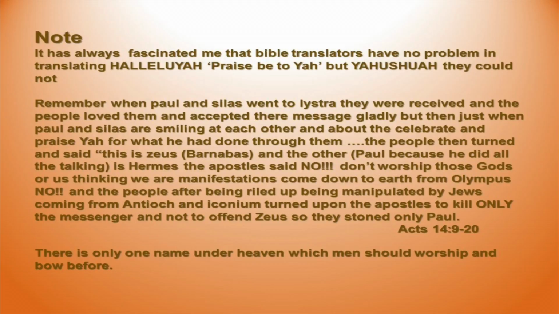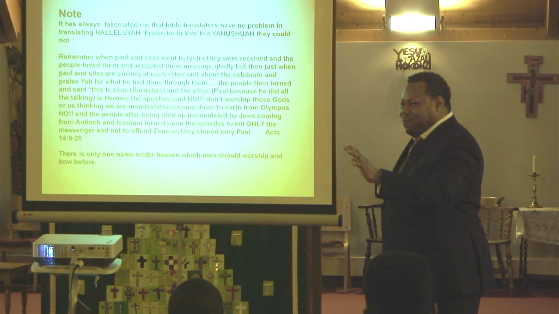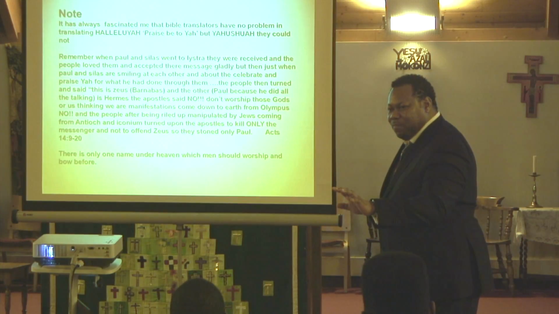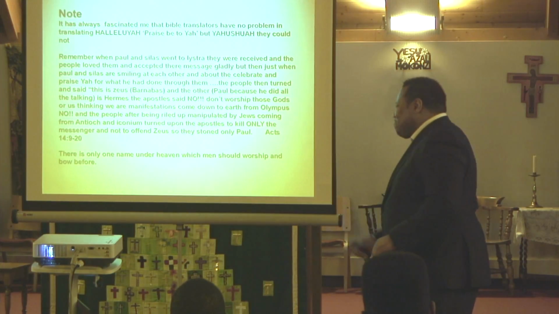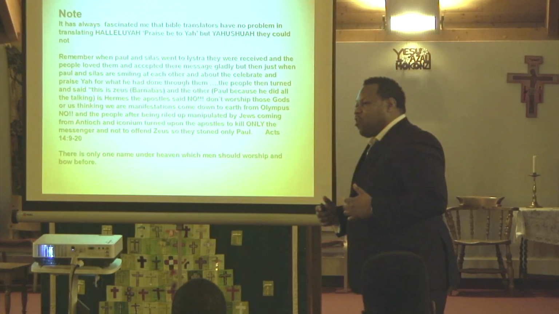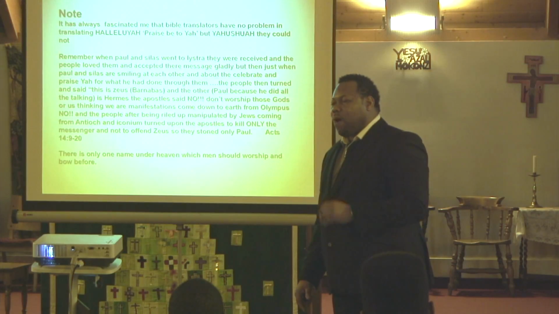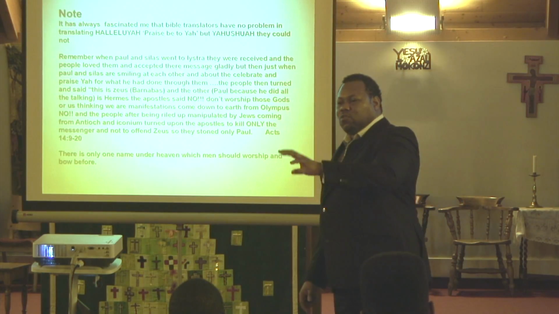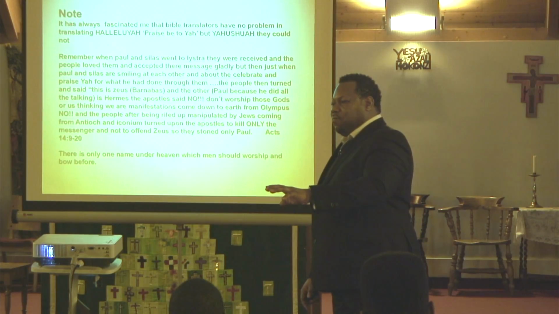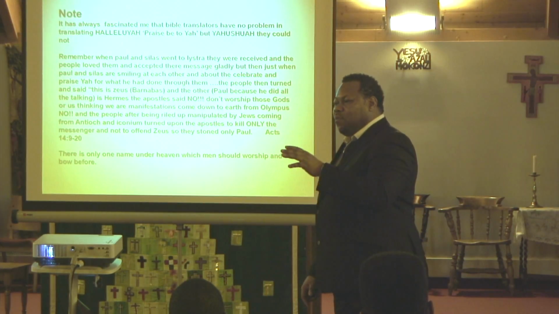And the people, after being riled up and manipulated by Jews coming from Antioch and Iconium, turned upon the apostles to kill only the messenger, Paul. Because they wouldn't touch Barnabas because he's standing in the position of Zeus. You don't mess with Zeus, but they'll kill the messenger. It's interesting there that I find again, as long as they're coming in a form that they believe, that they accepted God's coming down as human beings, they have no problem with that. And they were ready to accept him and say, "Yeah, your message is one of Zeus." But the minute he's coming with another message, that they say, "No, we're not coming in the name of Zeus, we're not coming in the name of your gods," they were willing to accept that.